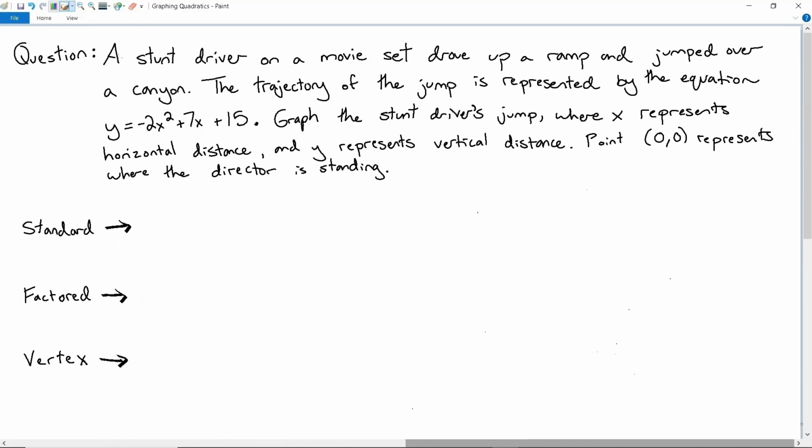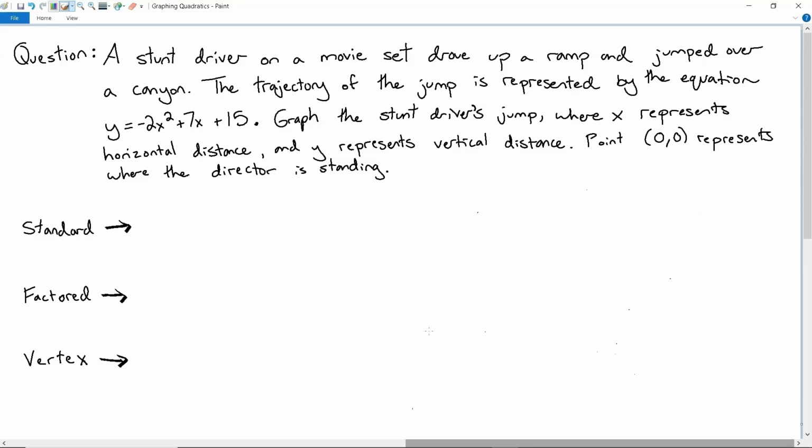The question is as follows. A stunt driver on a movie set drove up a ramp and jumped over a canyon. The trajectory of the jump is presented by the equation -2x² + 7x + 15. Graph the stunt driver's jump, where x represents horizontal distance and y represents vertical distance.